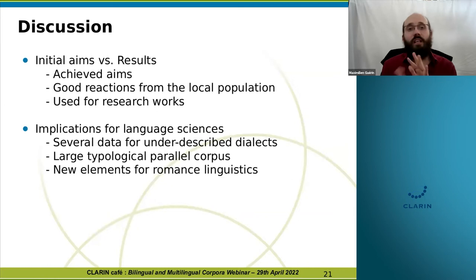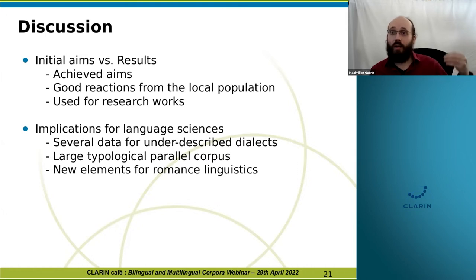So, initial aims versus results. Our aims are more or less achieved. There is a good reaction from the local population. Our corpus is used for research work. And this corpus will have implications for language sciences. It provides several data for underdescribed dialects. It proposes a large typological parallel corpus, especially the Little Prince translations. It proposes new elements for Romance linguistics because these varieties were really underdescribed. And they display some features unknown in other Romance languages, in other Romance varieties. So it's really important to give this new data for Romance linguistics and Romance studies.